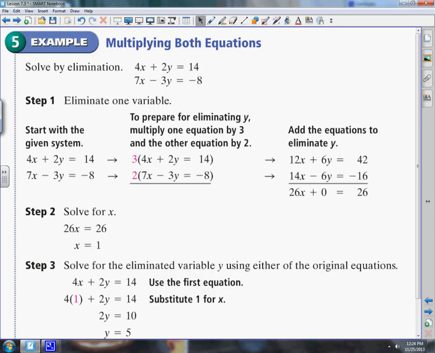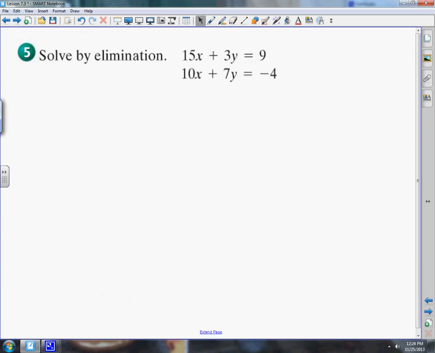All right, multiplying both equations. So now, if you look at this one, the 4 and the 7 don't match up, and 2 and 3 don't match up. So now what happens is you want to end up multiplying both equations to get a common number. So if you look, they multiplied the top equation by 3 and the bottom by 2, and then that got them 6 in the middle, so they could cancel out their 6 y's. So let's try it. Try this problem.